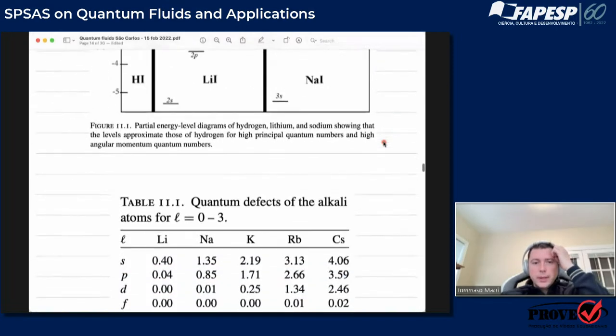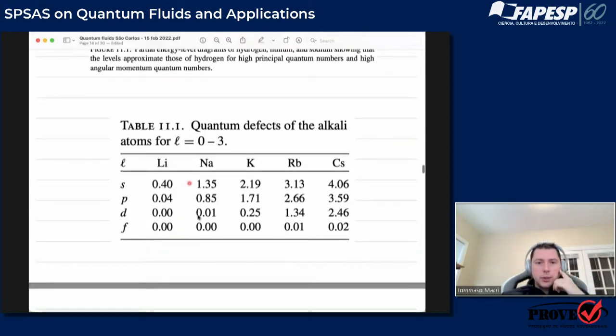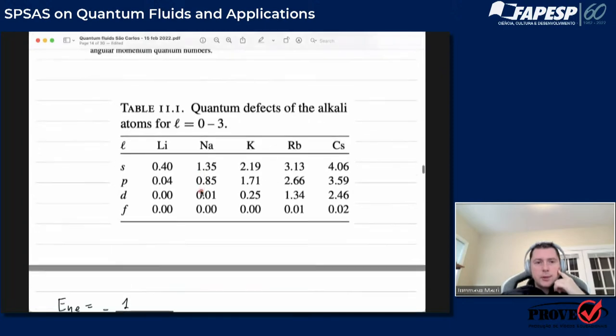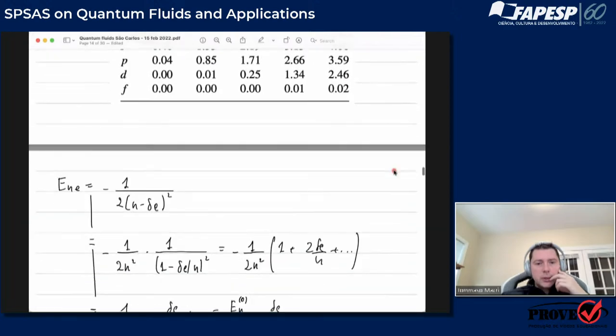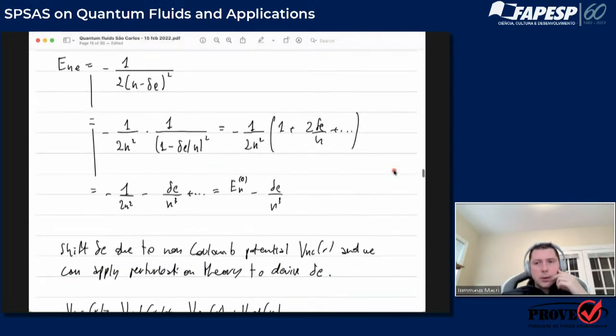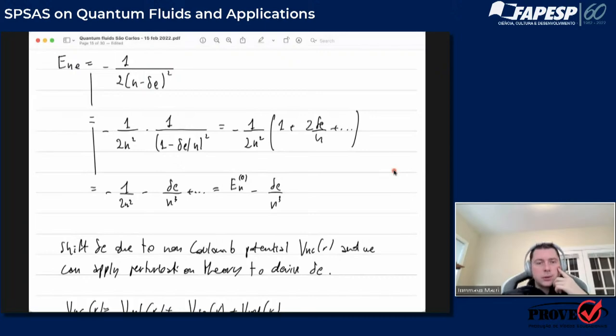Okay, and the same roughly occurs also for sodium, etc. And here I'm just putting some values, so you quantitatively see that, on the vertical axis, the larger the value of L, the smaller the value of the quantum defects. So how do we derive this? How can we justify this behavior for these quantum defects?